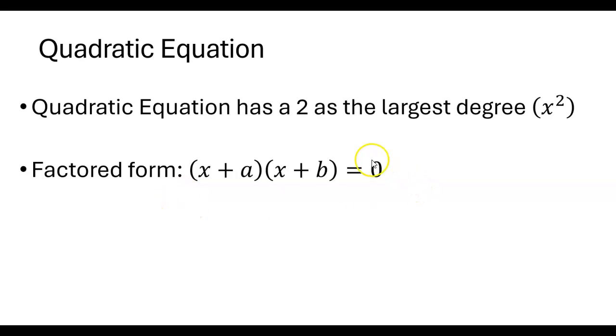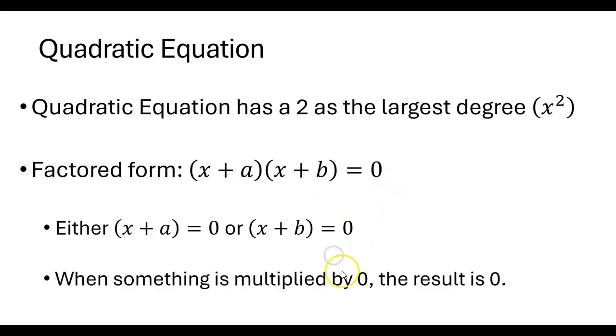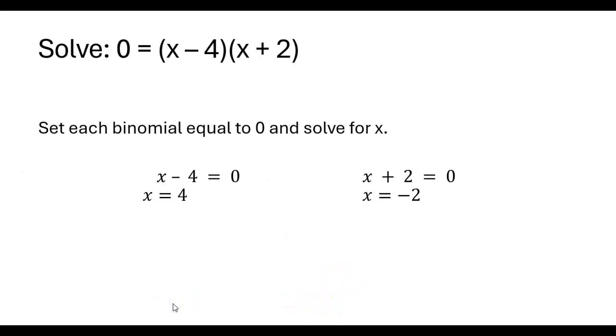The key here is that they equal 0. That's important because if we think about this, if I'm multiplying two things together and one of them is 0, then the whole thing is 0. So once we have this in factored form, two terms multiplied together to be 0, then we know that one of them is going to be 0, because when something is multiplied by 0, the result is 0. Okay, fine, let's do this.